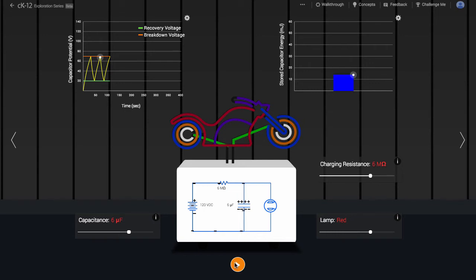So play around. See which combinations of resistors and lamps give the fastest blinking. Figure out which gas has the highest discharge resistance. Hope you enjoy.